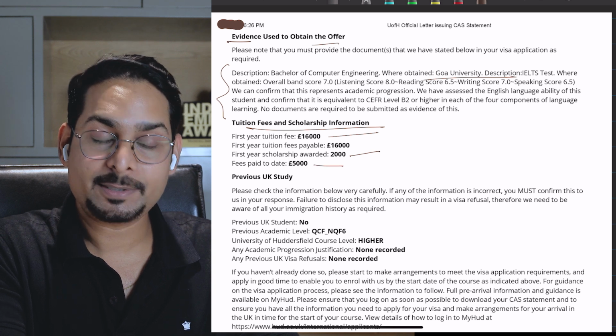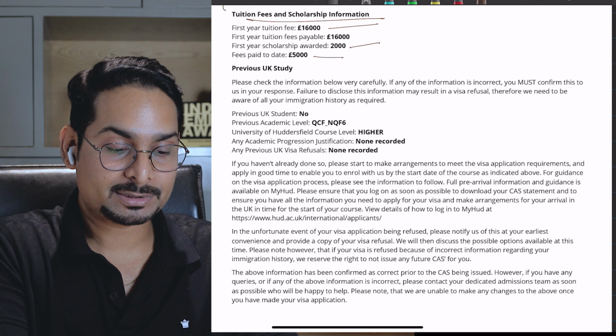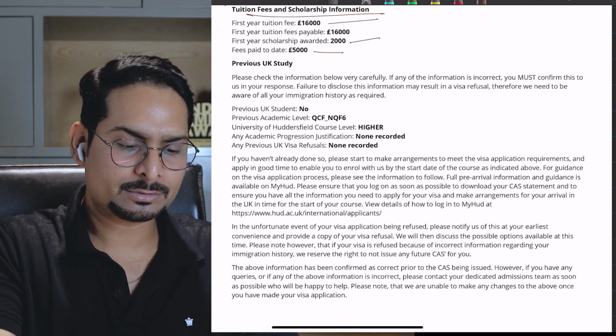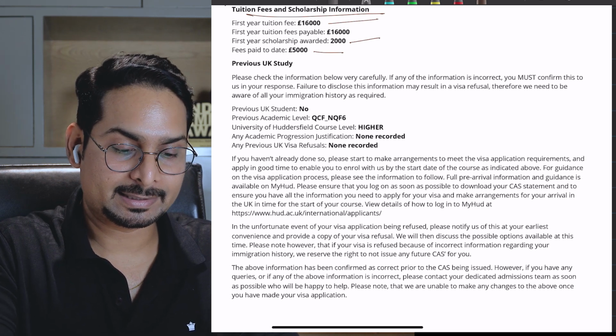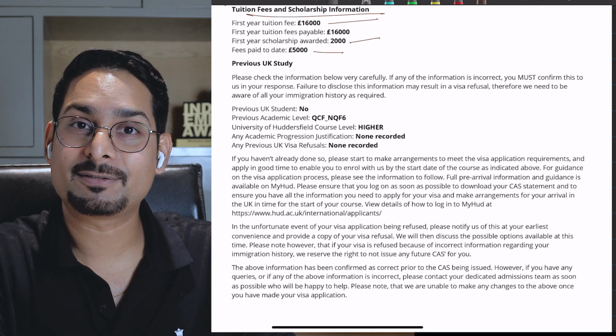What is the tuition fee of the university? How much scholarship you have received? And how much deposit you have paid? So this is all information you will get in the CAS statement, which is very, very important to have when you're applying for your visa.